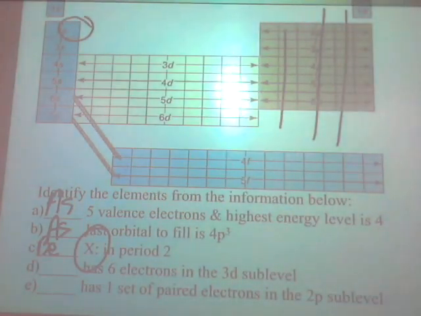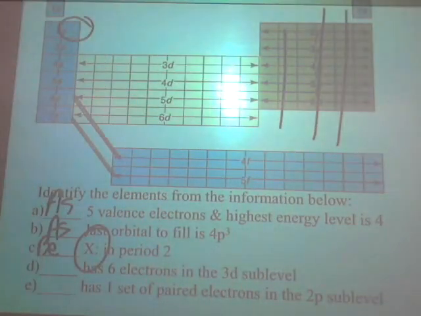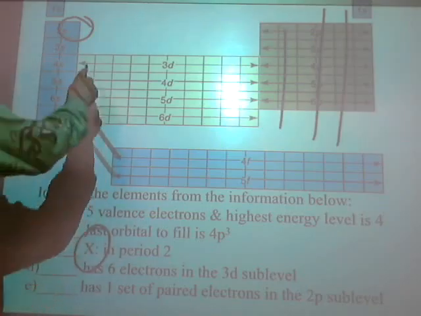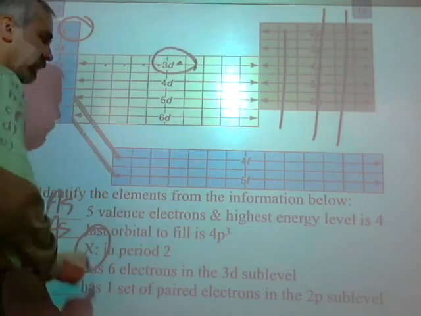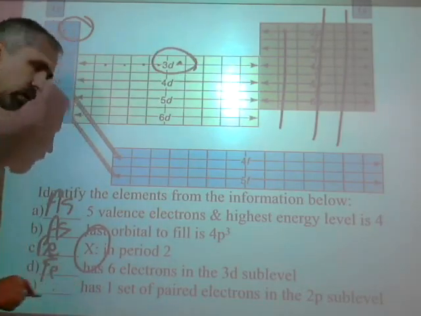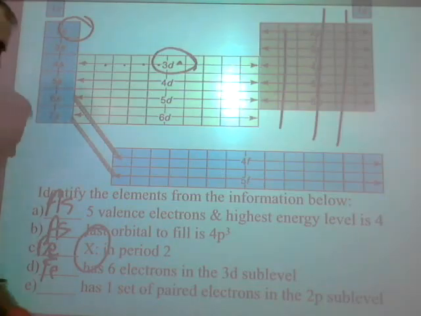Has 6 electrons in the 3d sublevel. Where's the 3d sublevel fill? Look at the periodic table. It's going to be 1, 2, 3, 4, 5, 6. That guy right there, who is iron, you said? That look right? Yep.